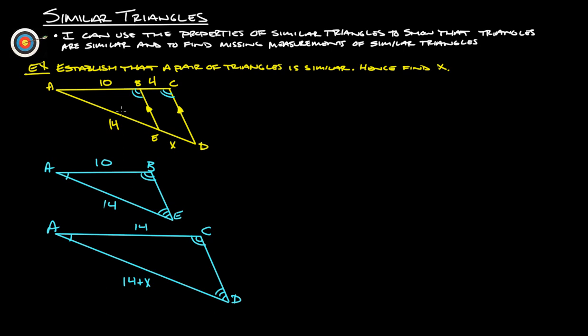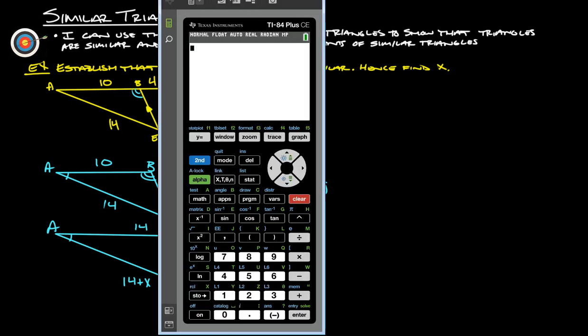Now find X. So now we're just going to set up a ratio, right? So let's go, say I'm going to do the AB side. So that's 10 is to 14 should be the same as 14 is to 14 plus X. Okay, now we can just cross multiply. And then away we go. Okay, so let's bust out our calculator here.